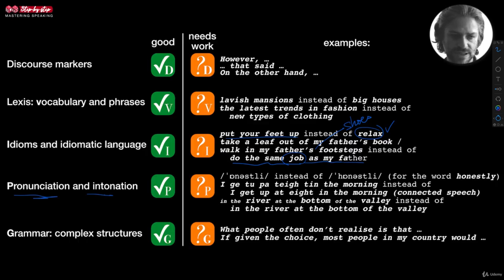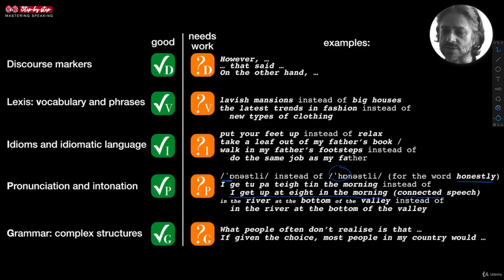Then talking about pronunciation and intonation, a few of the things we spoke about already. So individual words incorrectly pronounced. So the word honestly is without an H sound, but you might put the H in there, which is not a major problem, but it's going to bring down your grade just slightly if you do this regularly. Look at this. A lot of students, if you're, for example, speaking Spanish or Italian, most languages, in fact, it would be I get up at 8 in the morning.